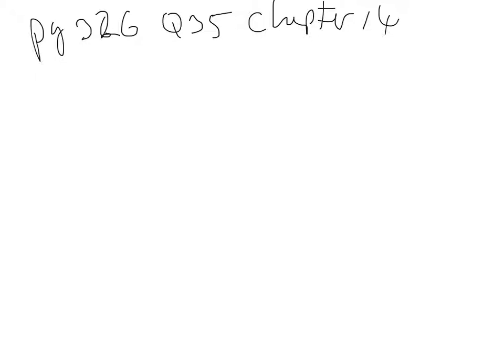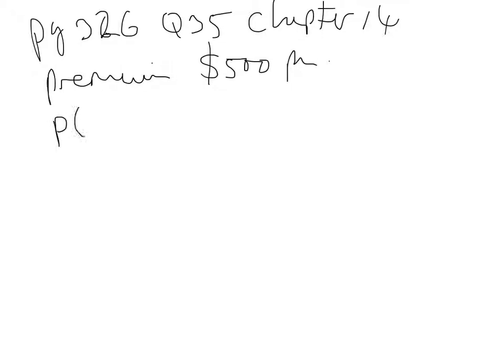So I have to make an assumption. I have to make sure that the premium is going to be $500 per annum. Alright, and I'm going to say this is going to be the probability of no accident, and this is going to be the probability of an accident, and of course it's exhaustive, isn't it? So the sum of those two probabilities must equal 1.